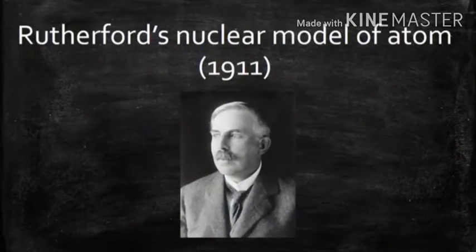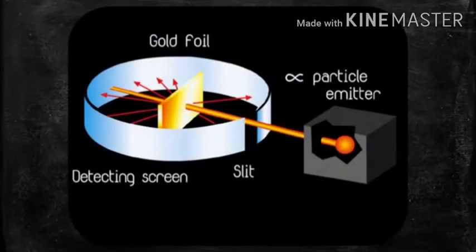Let us understand Rutherford's nuclear model of the atom in 1911. What is Rutherford's statement for the nuclear model of an atom? He studied the inside of the atom by his celebrated scattering experiment and put forth the nuclear model of the atom in 1911. He took a very thin gold foil and bombarded it with positively charged alpha particles, which are emitted by a radioactive element. He observed the path of the alpha particles by means of a fluorescent screen around the gold foil.